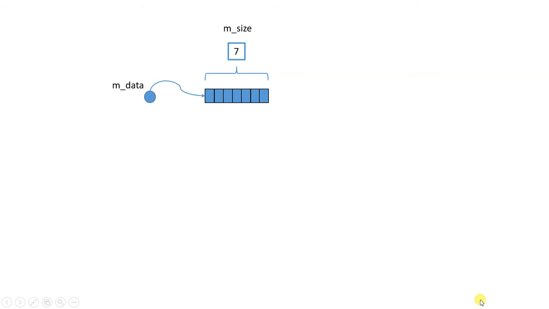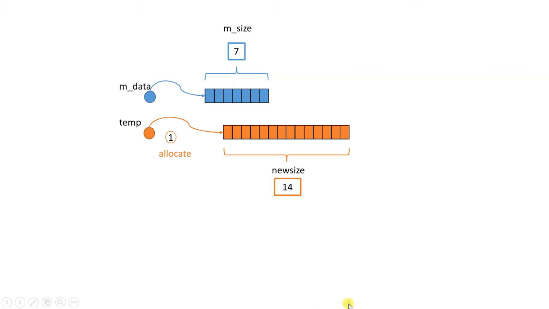Let's say I want to add 7 more. If I do that, what happens? I have to have a temporary pointer of the same type. Then I have to allocate 14 of them. Then I have to copy everything from the old one to the new one. So everything is copied, and I have everything in a new one. So I have the copy of the data. I don't need the old one, right? I wipe the old one out.